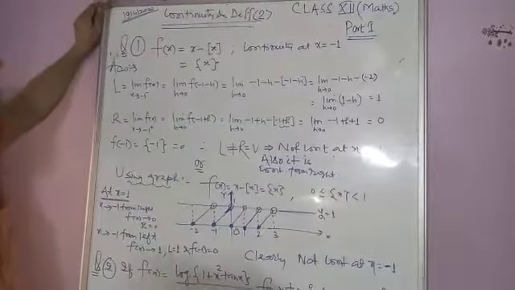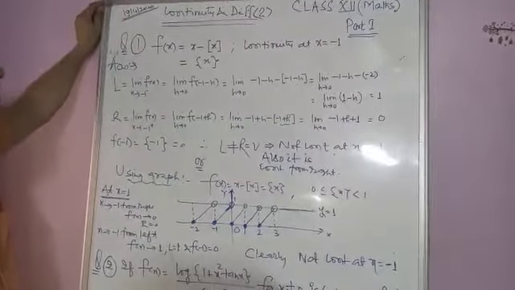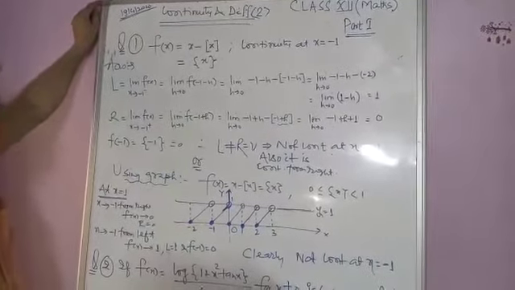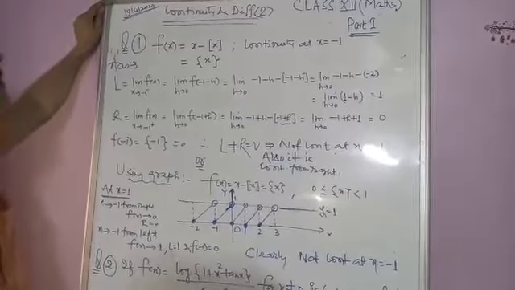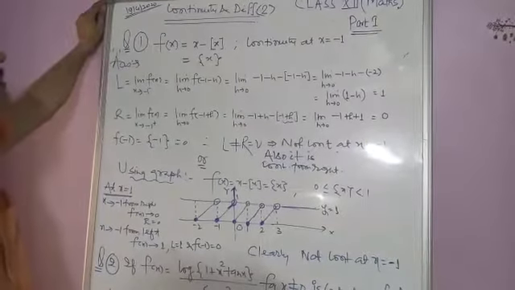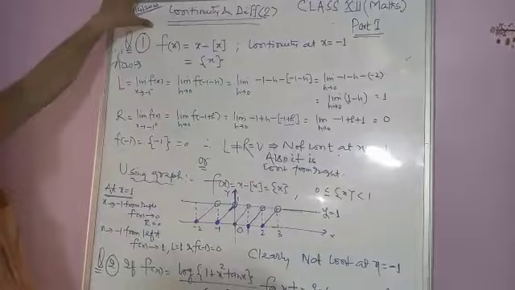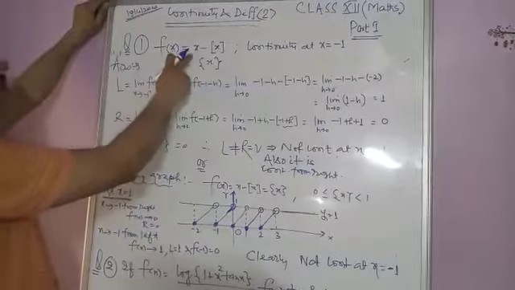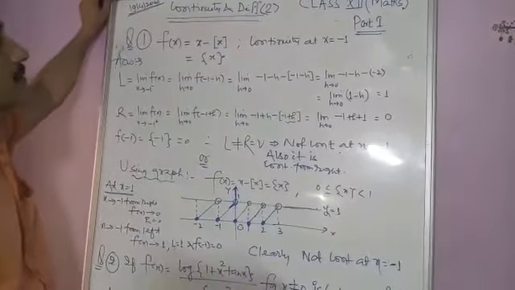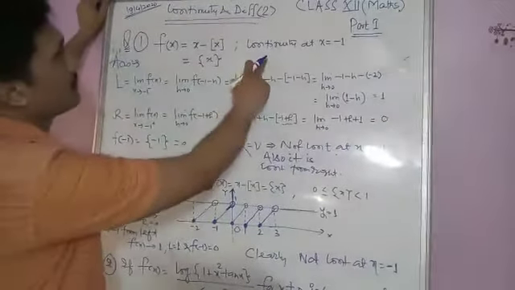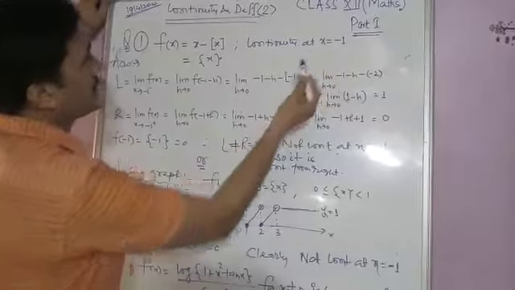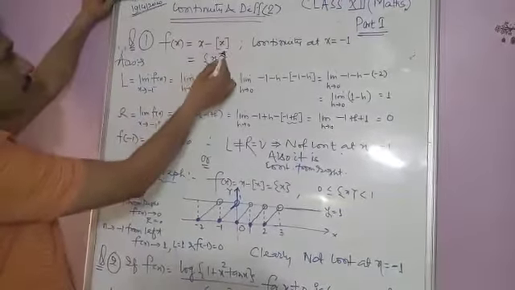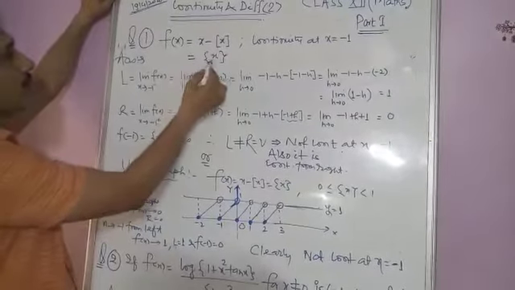This is my second video lecture on continuity and differentiability. In the previous class, we discussed some questions. Here again, we continue with some questions. Here f(x) equals x minus the integral part of x. We have to check the continuity of the function at x equal to minus 1. We know x minus the integral part of x equals the fractional part of x.